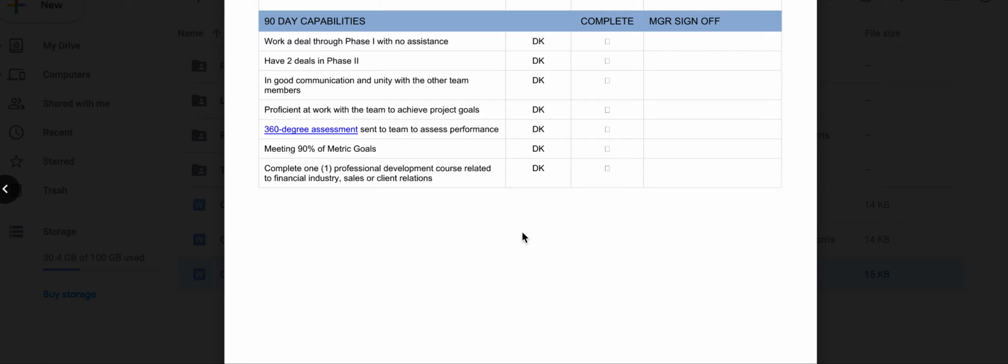You'll have to be 90% of metric goals and complete one professional development course related to the financial industry, sales, or client relations. This could be a book that we're reading because we're always looking to grow in our knowledge and education. So that's the first 90 days for the loan associate at Integrity Capital LLC.